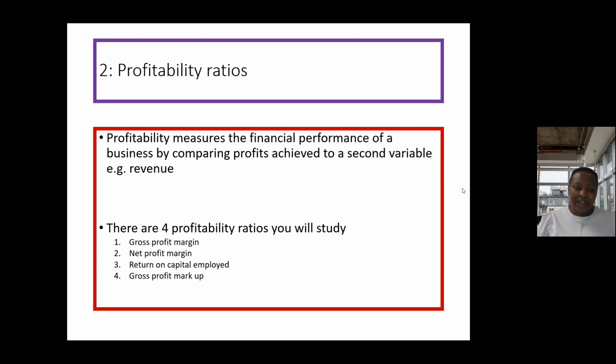I hope this is clear. So we'll end with that for now. In the next video, we'll be talking about the profitability ratios.